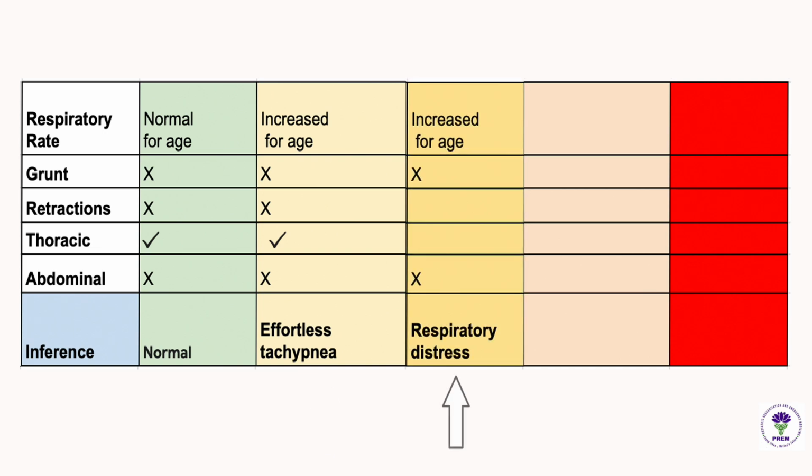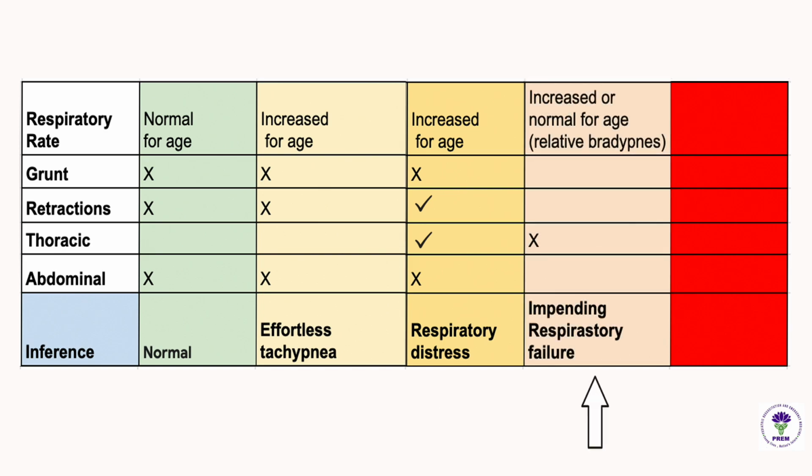If the respiratory rate is increased, there is no grunt, there are retractions, and the pattern of respiration is still thoracic, consider respiratory distress. If the respiratory rate is increased or normal for age, relative bradypnea, or the child has developed a grunt, retractions, and abdominal pattern of respiration, consider impending respiratory failure.